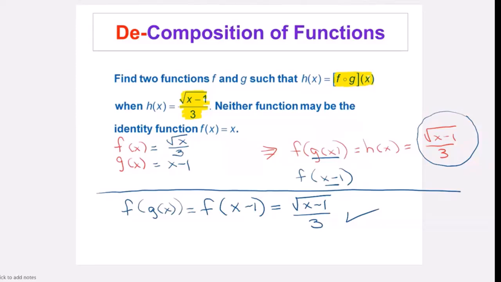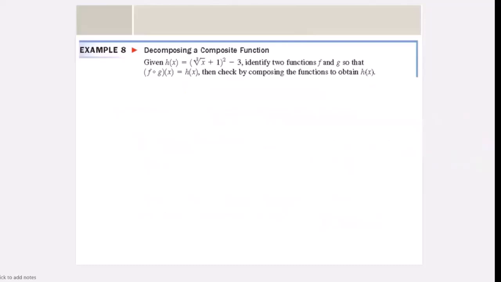Check. So I found two functions that I can use, one for f of x, one for g of x, that when I put them together as a composition becomes h of x. And what I've done is decompose the composition. I started with the composition and I found two functions that would make it work. All right. So I have a couple more examples just because I like to make sure that you understand.